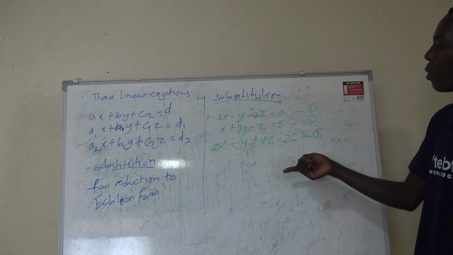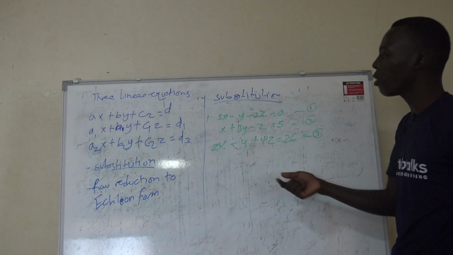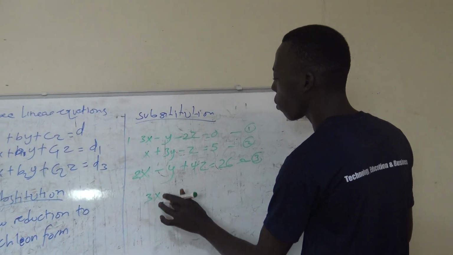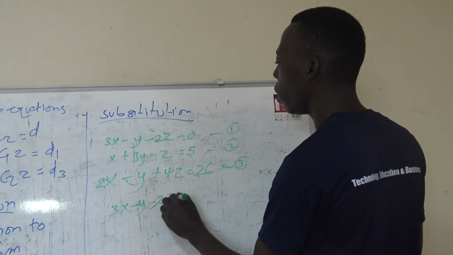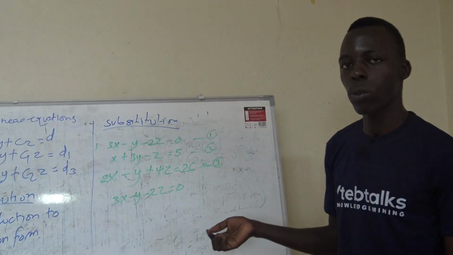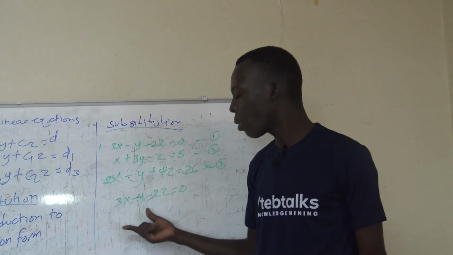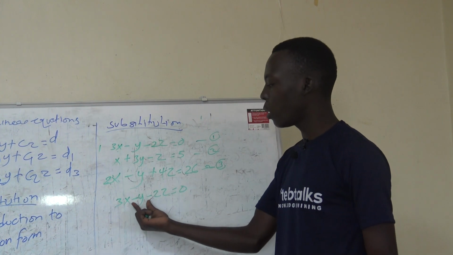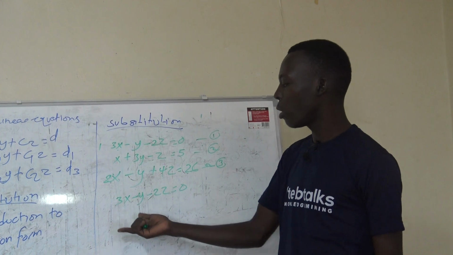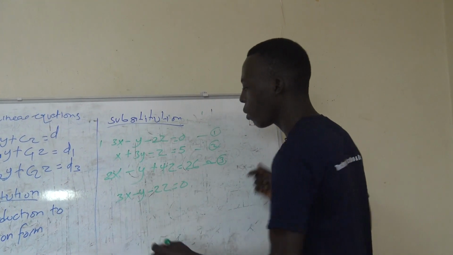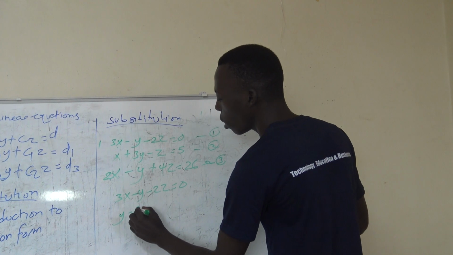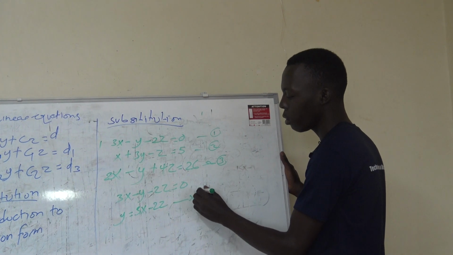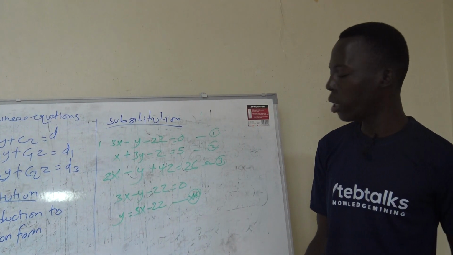Now we are using substitution. What you do, first deal with the first equation. From equation 1, we have 3x minus y minus 2z equals 0. Here we are going to make either x, y, or z the subject. Like here we are going to make y the subject. We take this y to this side, since it is negative, when it crosses the sign it becomes positive. So we have y equals 3x minus 2z, which we can call equation star.